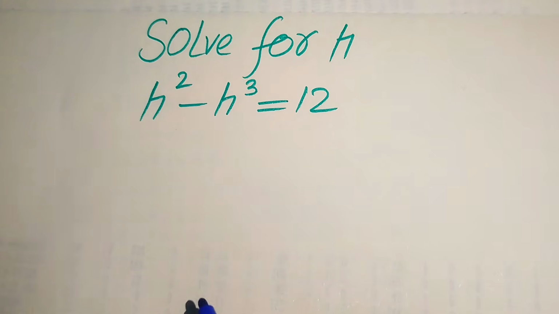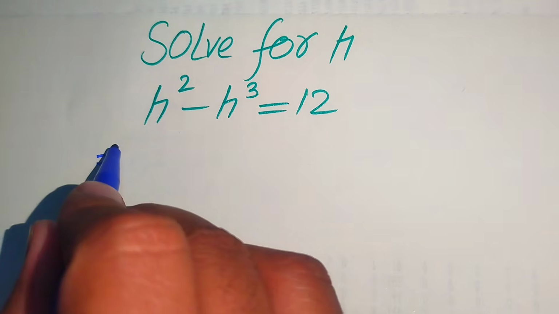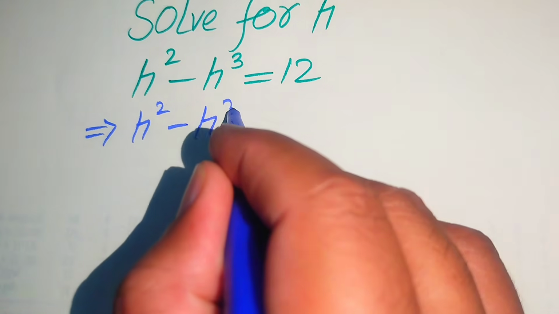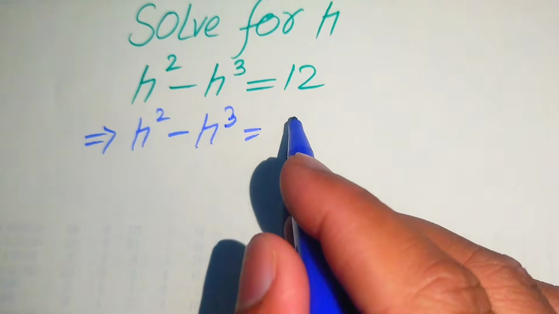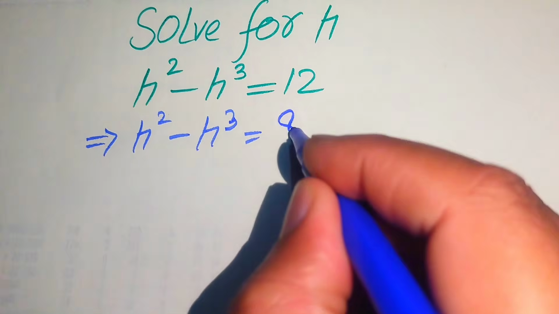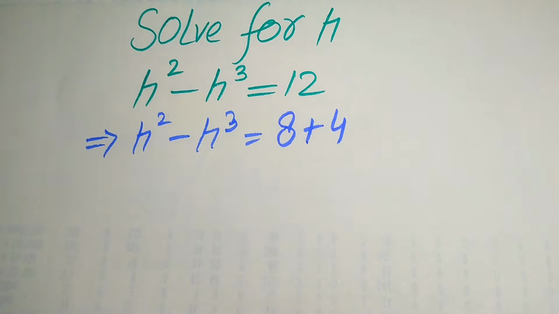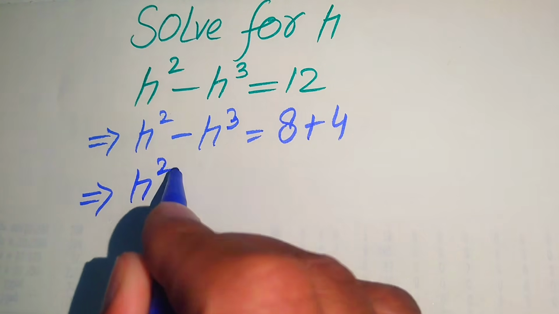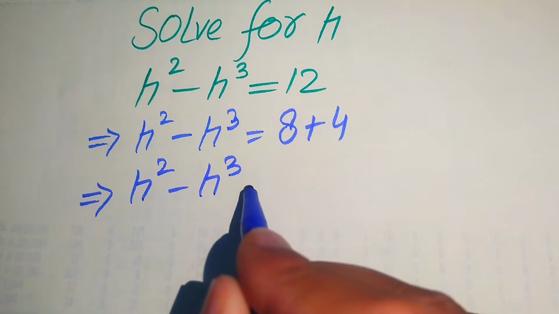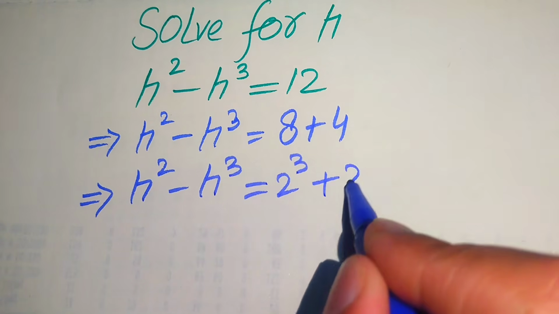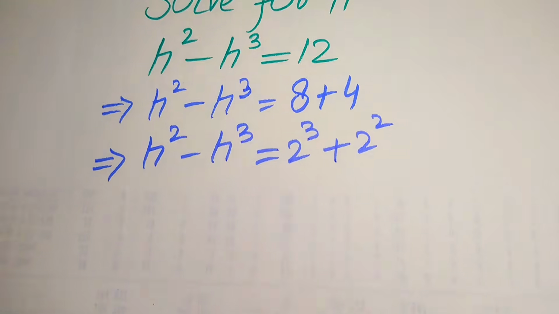So here first we need to rewrite this equation in this form. This is h square minus h cubed is equal to 12, and we write this 12 as 8 plus 4. Further in the next step we need more simplifications, and it will be written as h square minus h cubed is equal to 8, which we write as 2 cubed, plus 4, which we write as 2 square.